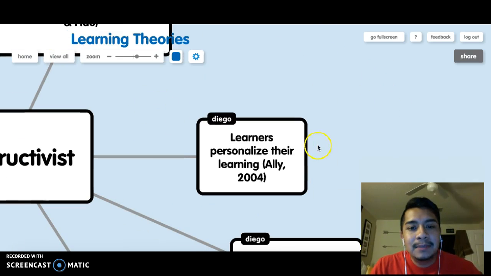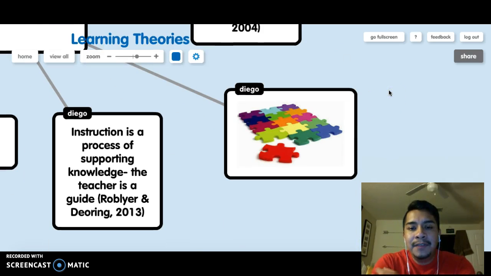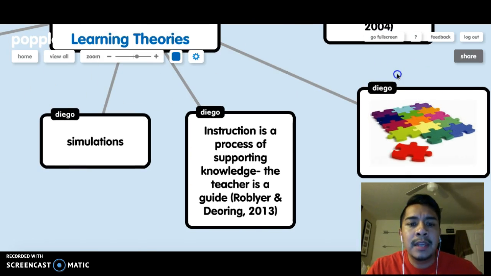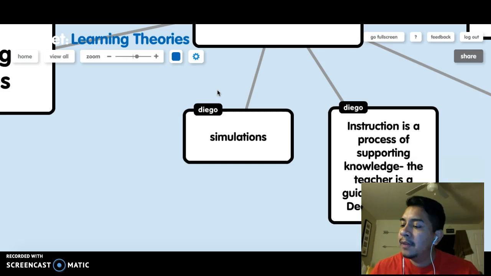But anyways, learners personalize their learning. And here I feel like this is a correct interpretation of the learning theory because they're kind of playing around with the new knowledge and seeing how it fits into one another. Instruction is the process of supporting knowledge. Teacher is a guide. So again, the teacher provides that instruction, but then they let the student have autonomy and let them explore. And the app design from this is simulations.